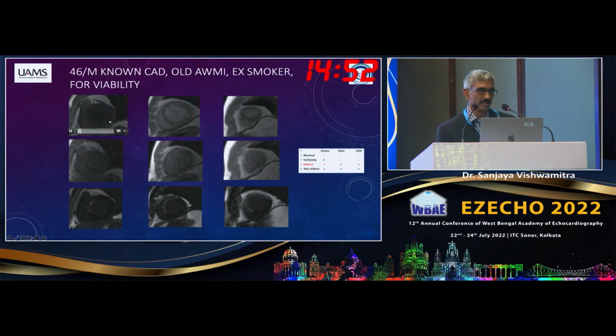And if you look at the stress images here, you can see that the stress images are showing a similar region of decreased perfusion with no other areas of ischemia. So this would be an example of a stress perfusion defect matched with the delayed enhancement, and therefore this is an example of an infarct.